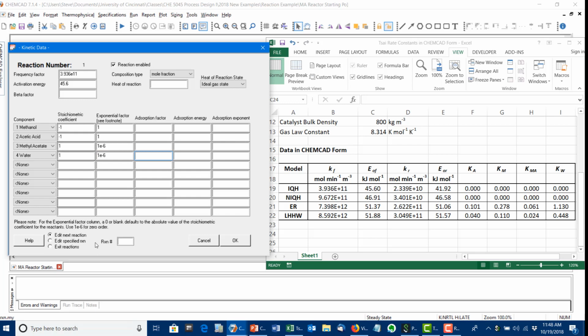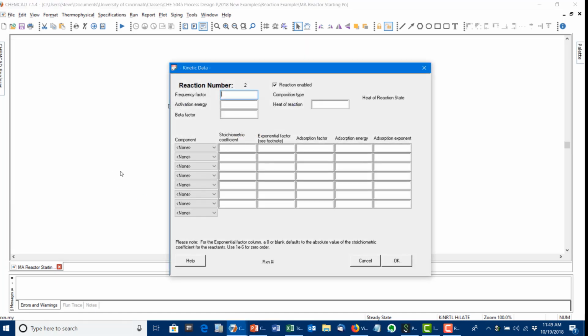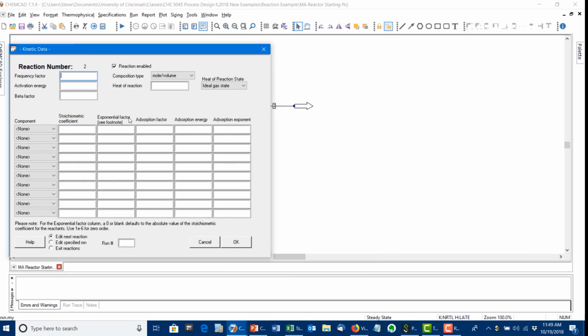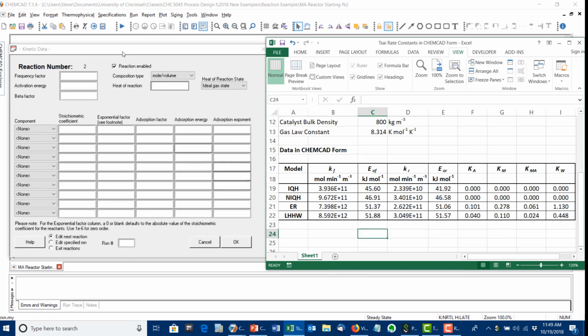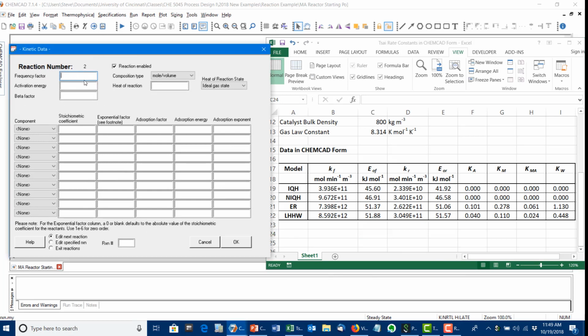So that's our first reaction. Second reaction is similar, except it's the reverse reaction. So let me pull my spreadsheet data up again. For the second reaction, the reverse reaction, the pre-exponential factor is 2.339 times 10 to the 10th power. The activation energy is 41.92.